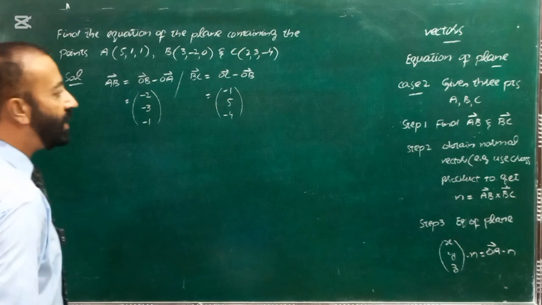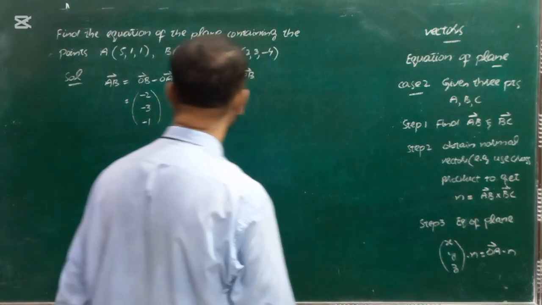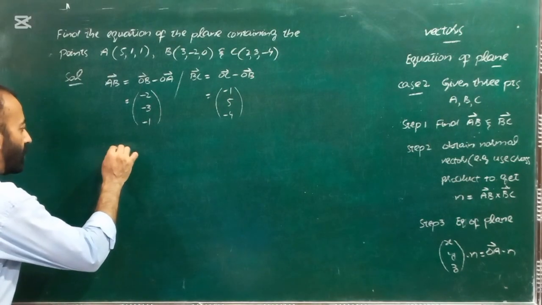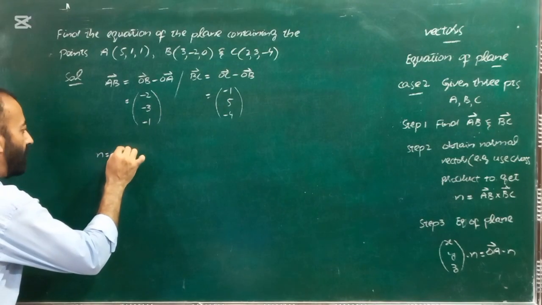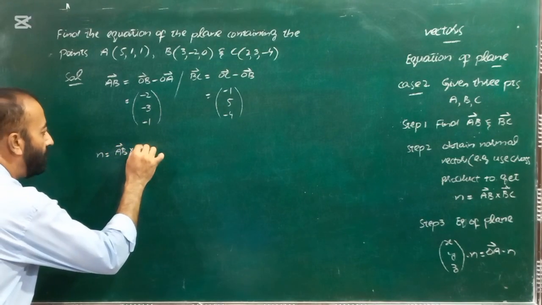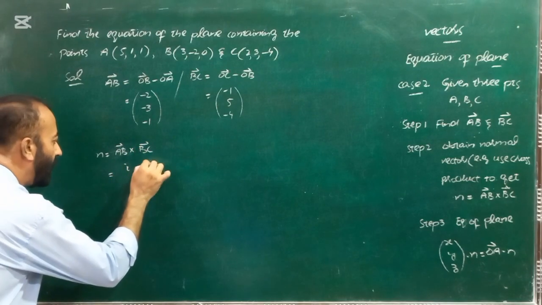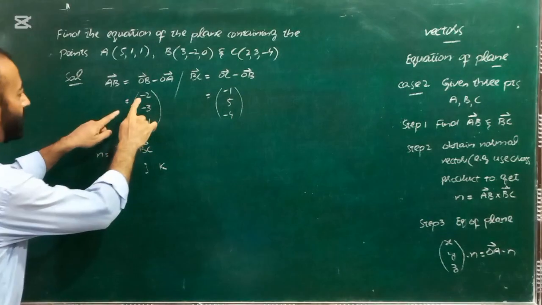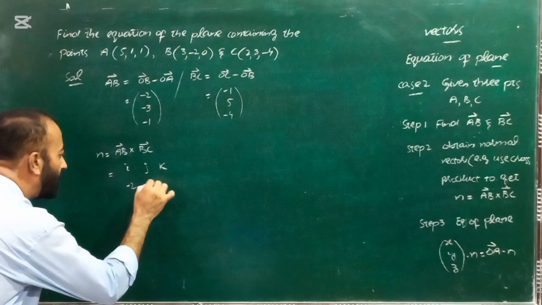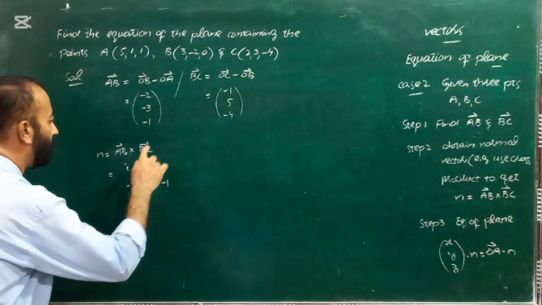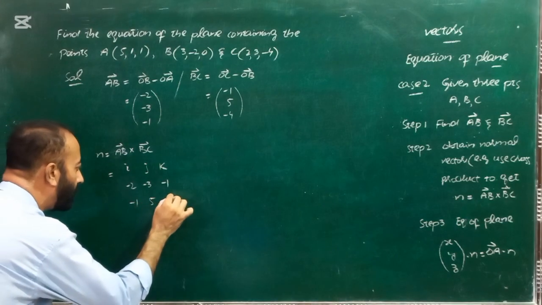Then you will find the normal vector. So this is step number 2. Now you will find the normal vector. So that will be equal to, look now, n is equal to AB cross BC. So that is I, J, K. The AB vector is minus 2, minus 3, minus 1, and the BC vector is minus 1, 5, and minus 4.